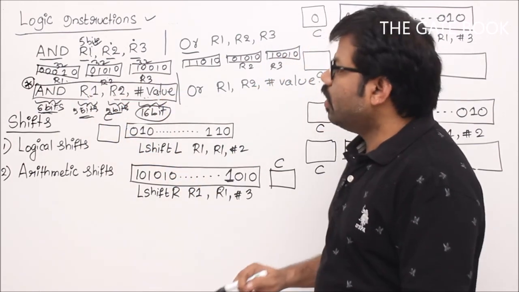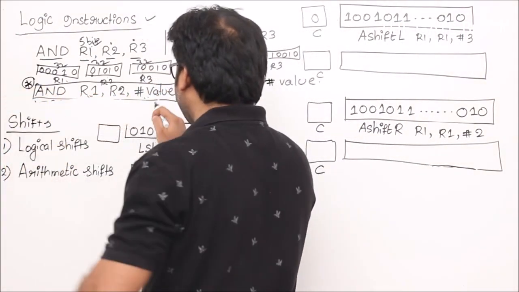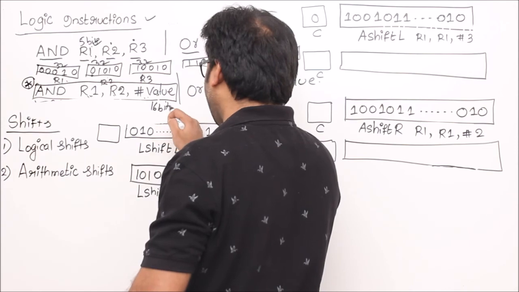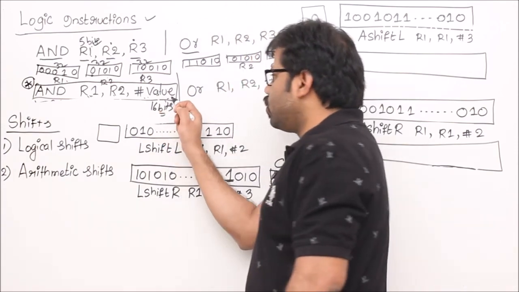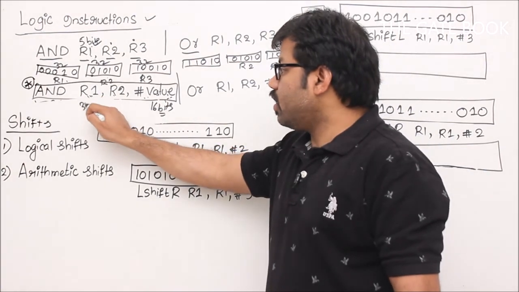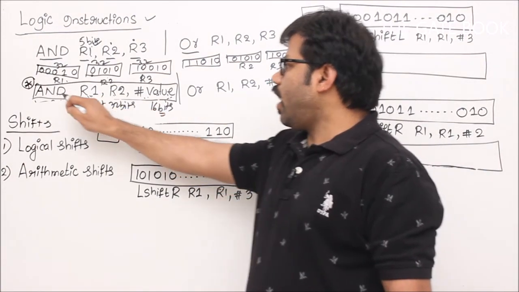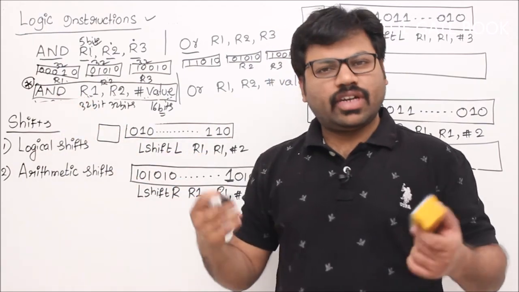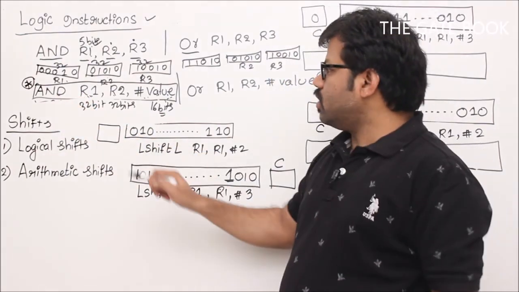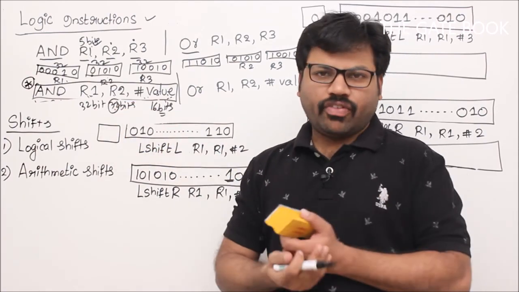That is the problem. Now my simple question is: if this value is only 16 bits, that means you have at most 16 bits of space to specify it, correct? Then R1 and R2 are 32-bit registers, right? Then how can the AND operation be done? What is our problem here? When you are doing AND of 32 bits and 16 bits, how can you define it?